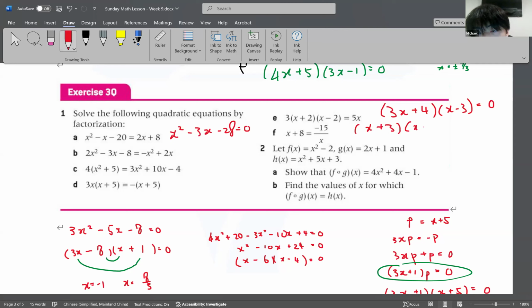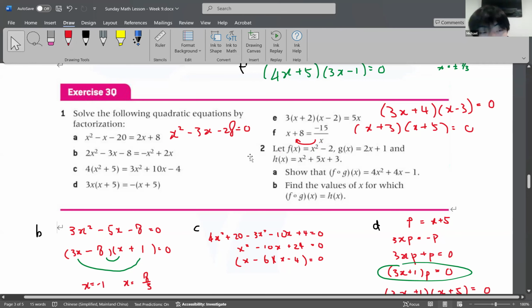I can't even bother to write the working. X plus 5, okay? So the key is to multiply this across. Multiply across, okay? I'm blocking the next question. Multiply this across. Okay, cool. This is question B, C, D.